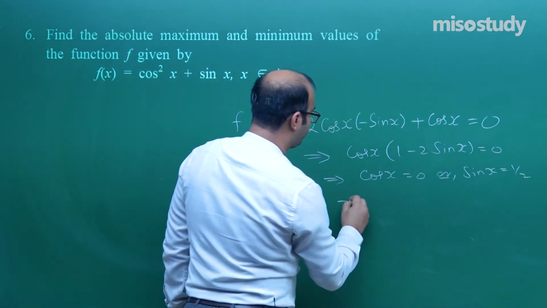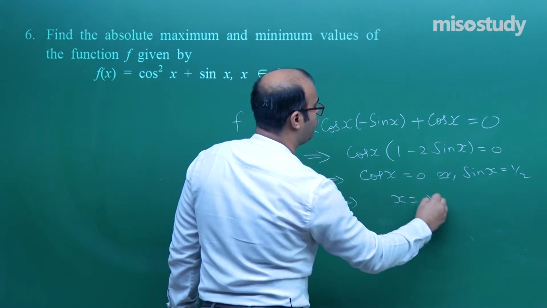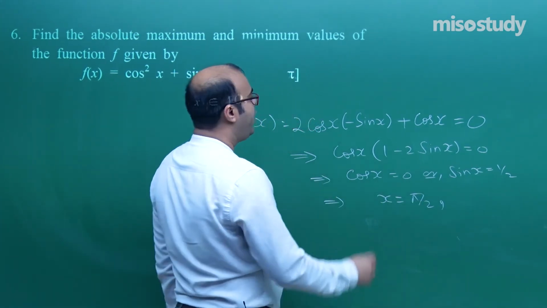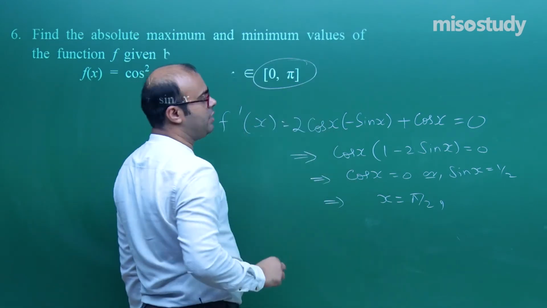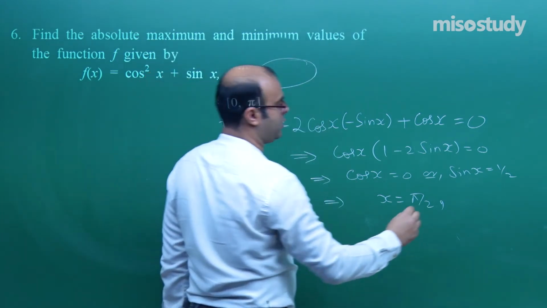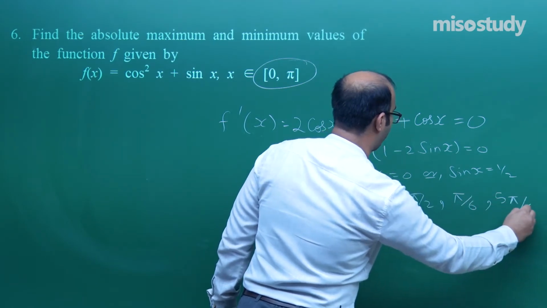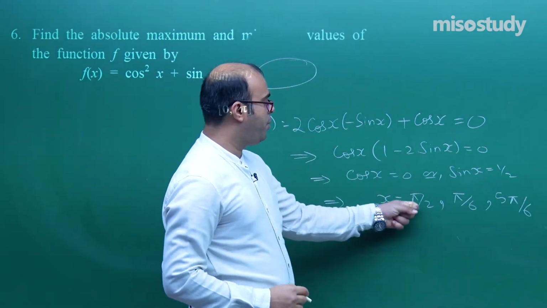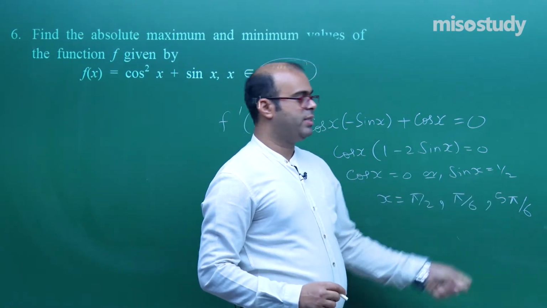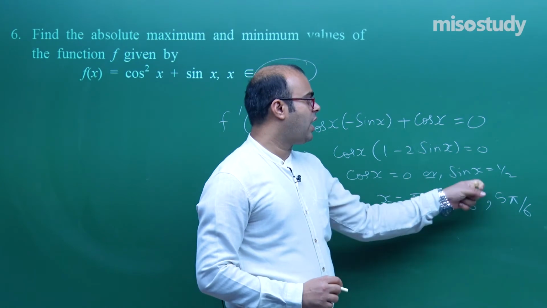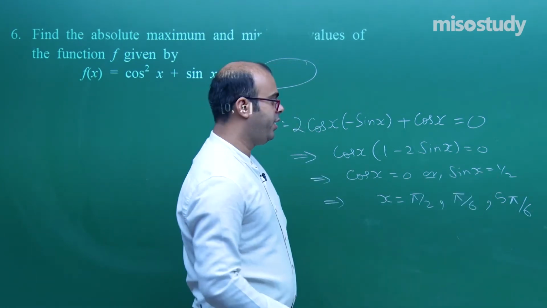Now when do we get cos x 0? When x is equal to pi by 2, 90 degree. And when we take sin x equal to half, in 0 to pi, that is at pi by 6 and 5 pi by 6, in the first quadrant and also in the second quadrant. So x could be pi by 2 from here and pi by 6 and 5 pi by 6 from here. 30 degree and 150 degree are the two angles where sine gives you half, between 0 to 180 degree.